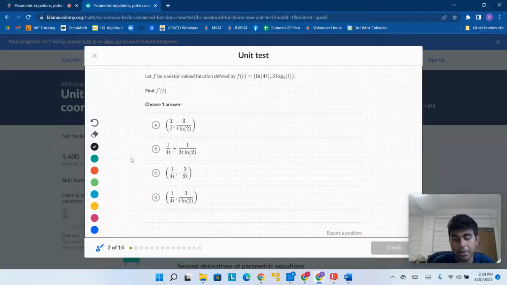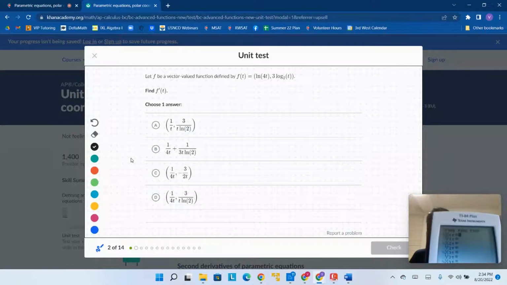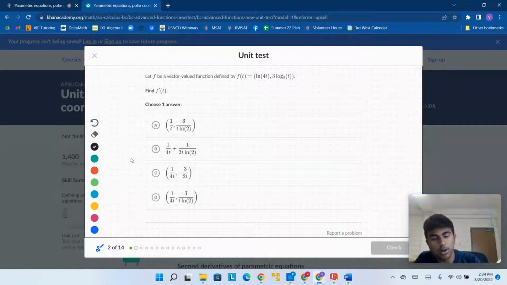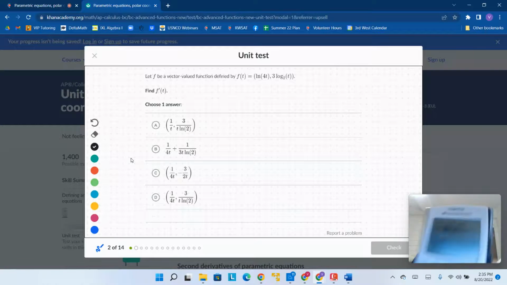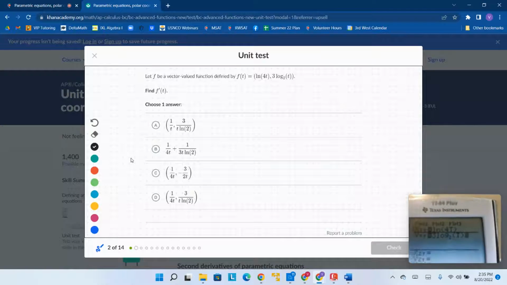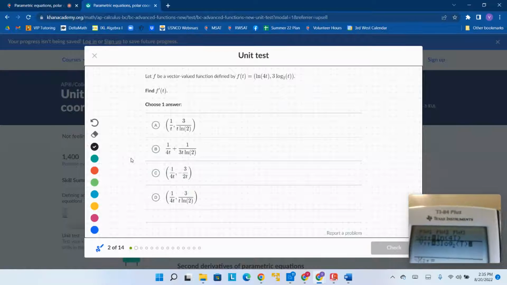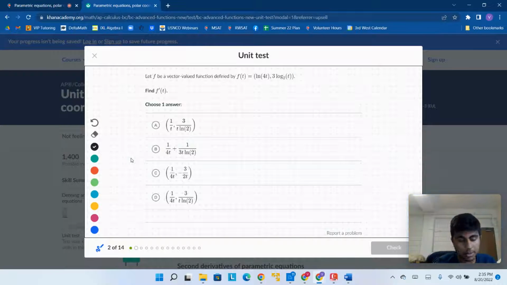Now how does that help me? Well, first of all, it needs to be that way to work. Second of all, I can come here to this y equals, and I now get this plot: x1t, y1t, and on and on. So for x1t, I'm going to enter ln of 4t. And for y1t, it's going to be 3 log of 2t, like that. Okay, so the top is ln 4t, the y is going to be 3 log base 2 of t.